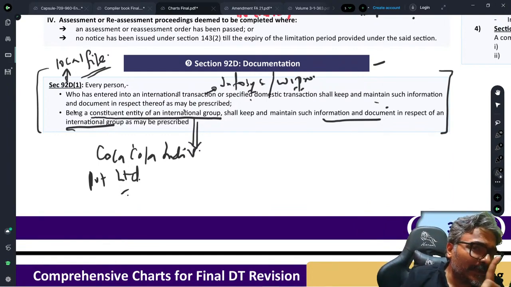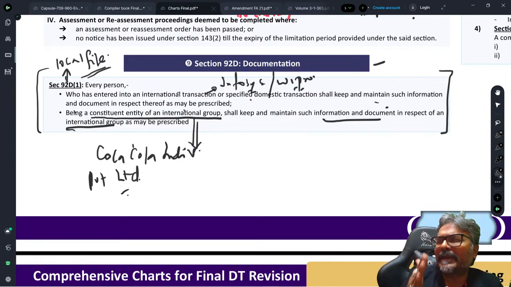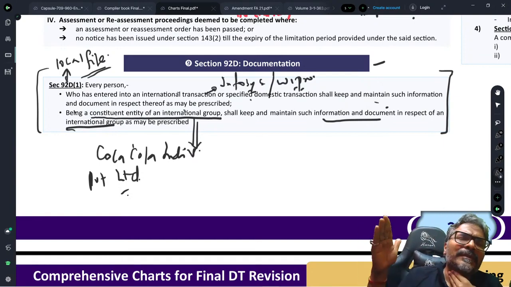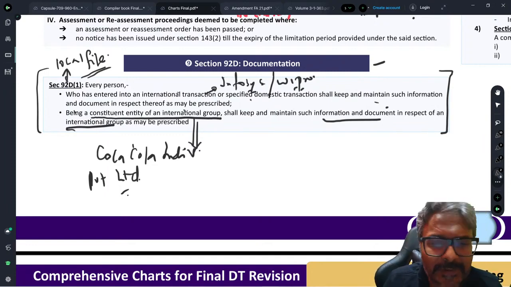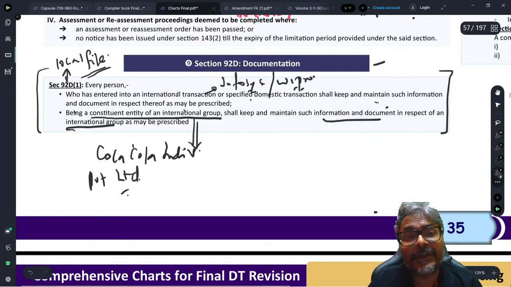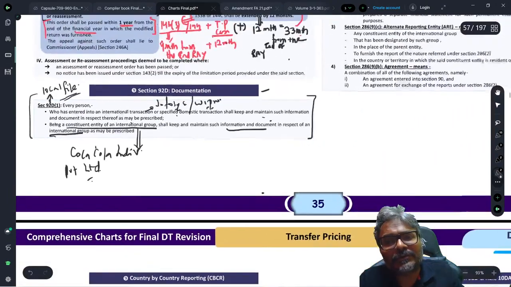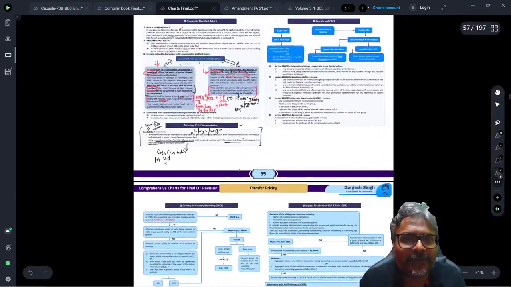But that is not the case with Coca-Cola India Private Limited, which is a constituent entity of the international group. Even if they may not have done the international transaction in that particular year, they will still have to maintain the documentation in respect of the international group. I hope all of you are clear with this one.